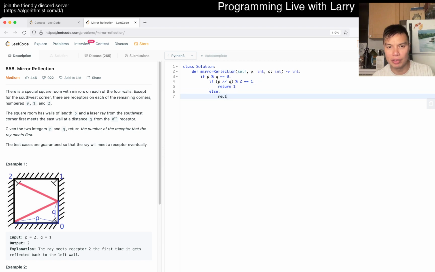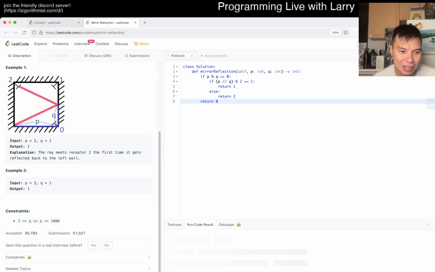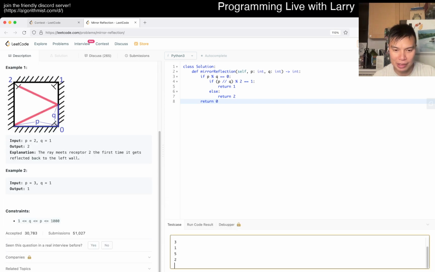Otherwise, we return 2, because then that means that if it's an even number going in, it will go to the top left corner or equivalent, and then at the very end, else is 0. I think this is maybe right, but I don't know. I'm not confident. It's very easy to, yeah, and then maybe because we get to do it for free, let's just.